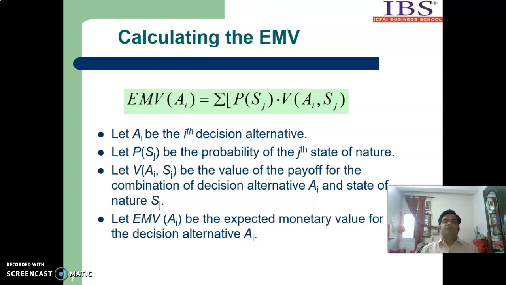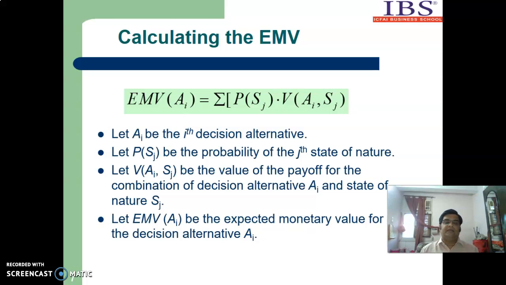Next is V(Ai, Sj). V is first of all value, the value of the expected payoff when Ai. Why are we calling it Ai? Because i can be 1, 2, 3 depending on how many acts there are. And Sj is the state of nature. Similarly, there can be two types or three types of state of nature.